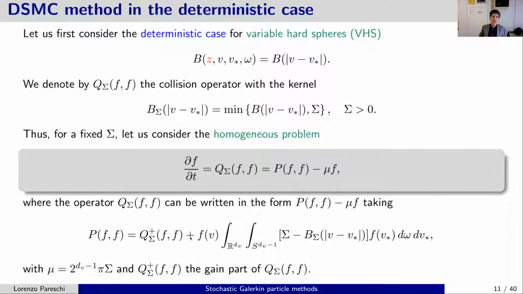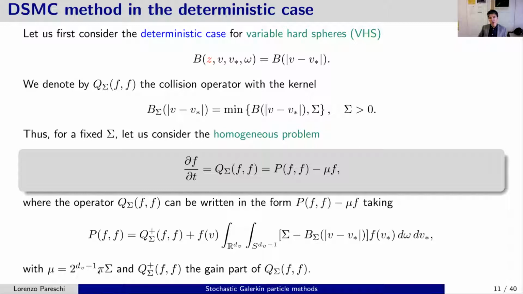So it's the gain part of the collision operator plus essentially the difference between a constant cross section, which is the upper bound, minus the cutoff cross section that we use in practice. And of course, this part here is just what remains, which is essentially characterized by the integral of f times sigma in the velocity space. So it essentially depends on the space of the angles over the sphere. So that's why we get this constant term.